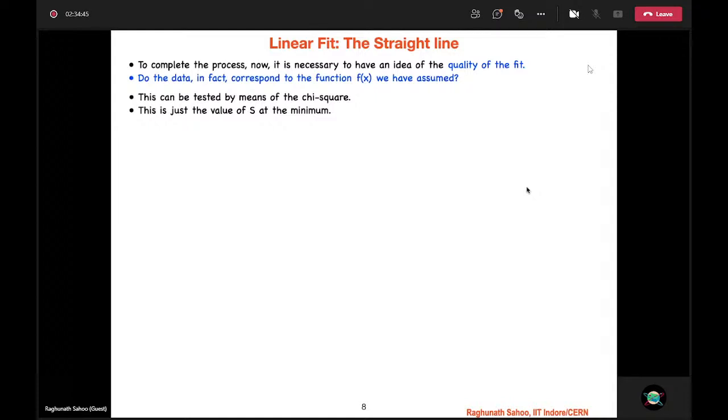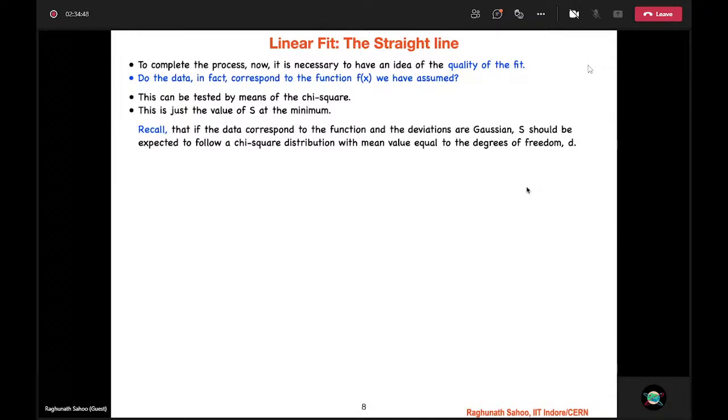This is just the value of S at the minimum, and I remind you that if the data corresponds to a function and the deviations are Gaussian, S should be expected to follow the chi-square distribution. This formulation of S is quite general compared to the Gaussian case, where a chi-square distribution is expected with mean value equal to the degrees of freedom d. If there are n independent data points from which p parameters are extracted, the degrees of freedom, which was discussed in one of the earlier classes, is equal to the number of data points minus the number of parameters.